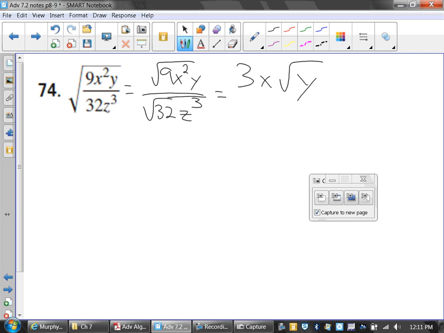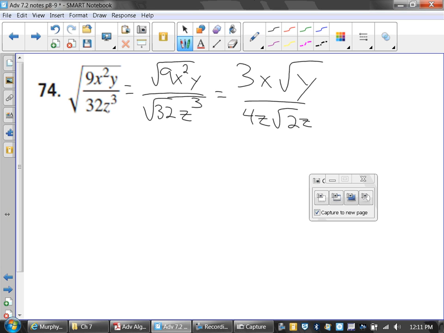In the denominator, what's the square root of 32? Perfect. It's 4 root 2, and then what's the square root of z cubed? 2 goes into 3 how many times? 1, so you take 1 out, and you have 1 left over. Okay?